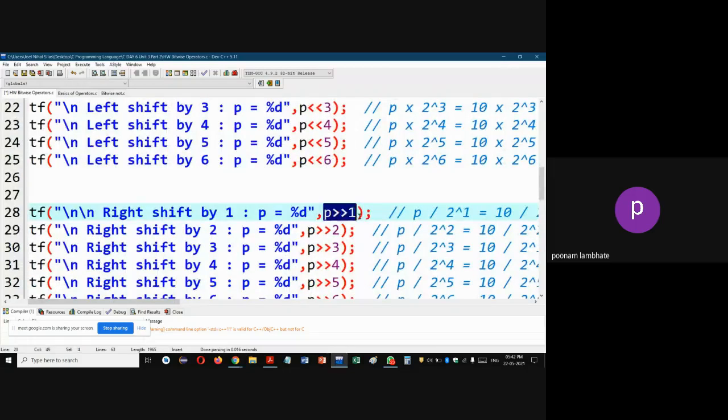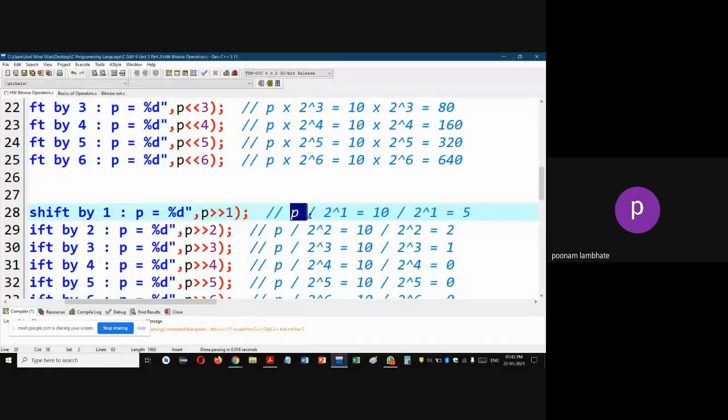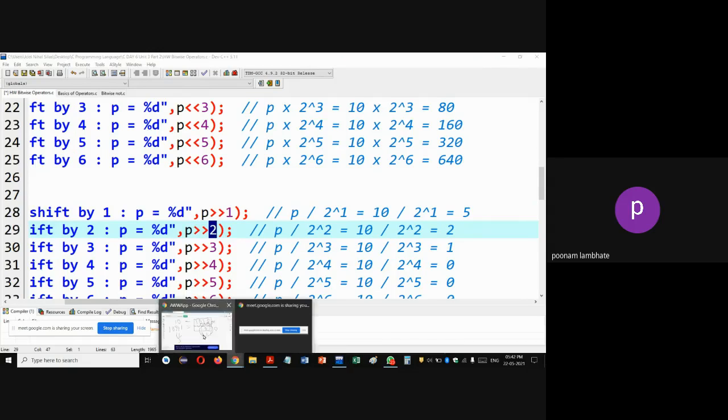See here, right shifting by 1 means the formula is P divided by 2 raised to 1. P divided by 2 raised to how much you want to shift. That is 10 divided by 2 raised to 1. That is 5. That we have got. If you shift towards the right by 2, P divided by 2 raised to 2. This 2 is coming from here. So 2 raised to 2 is 4. 10 divided by 4. Now 4 ones are 4, 4 twos are 8. Okay, so you have to take only the integer part.